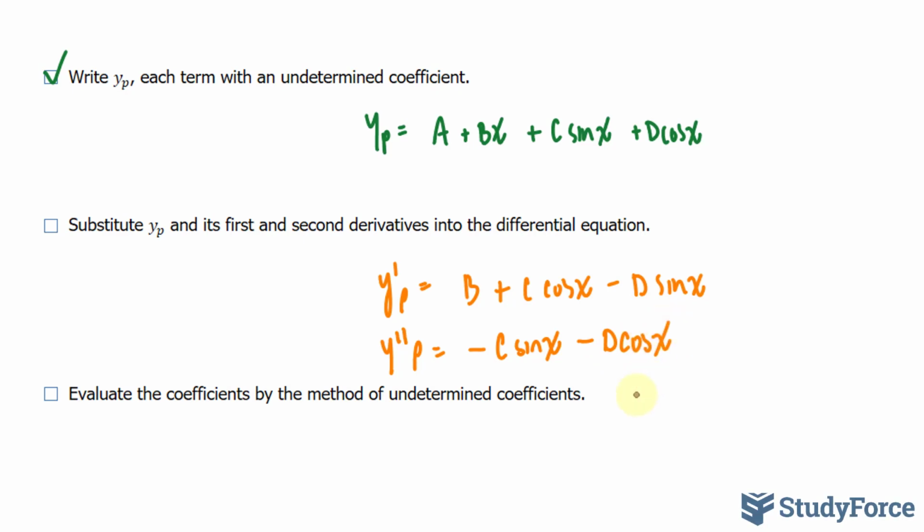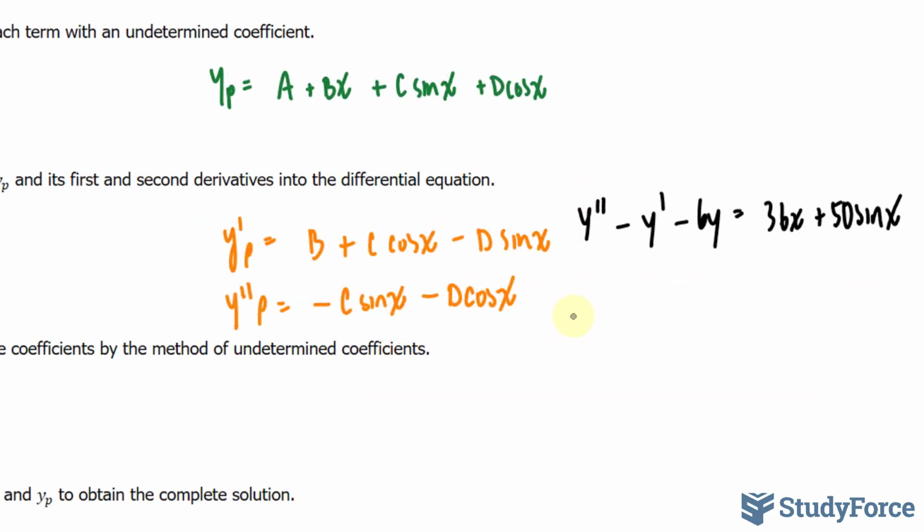Now I need to substitute all three of these into my differential equation. Remember that our differential equation looked like this. We had y double prime minus y prime minus 6y was equal to. So in place of this, I'll write down y double prime p. In place of this, I'll write down y prime p. And in place of that, 6 times y subscript p. The right side stays the way it is.